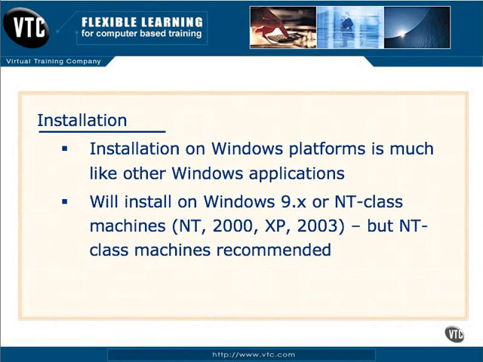Installation on the Windows platform is much like other Windows applications, so if you're comfortable installing other applications, you should do well installing Apache Server on Windows. Apache Server will install on a Windows 9X or NT class machine. Please note that an NT class machine is Windows NT, Windows 2000, XP, or 2003. So you'll notice that the most recent versions of Windows are NT class platforms, and they are recommended for installation of Apache Server.